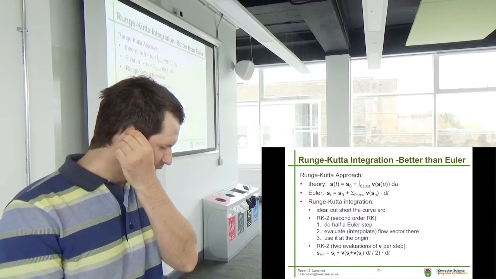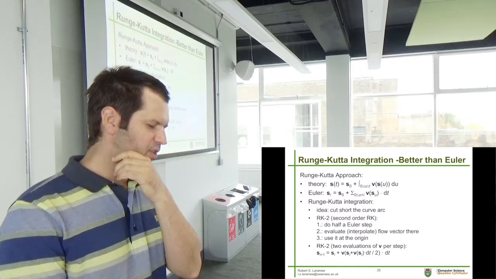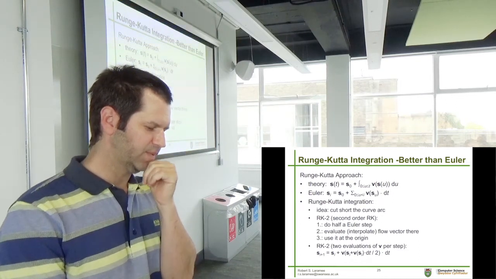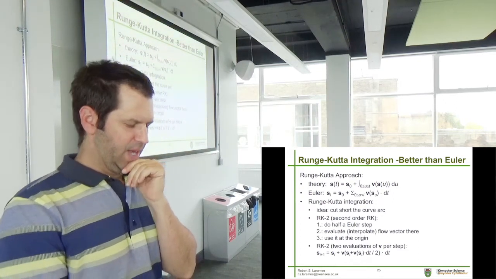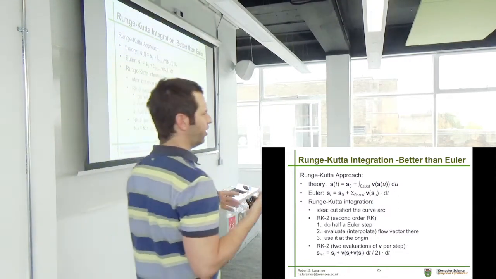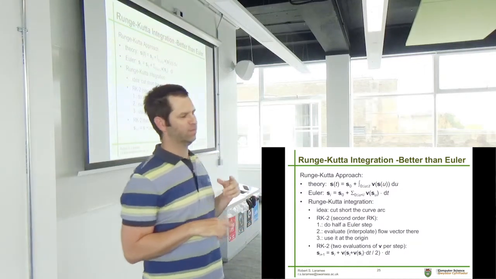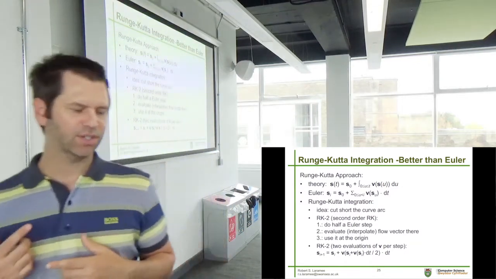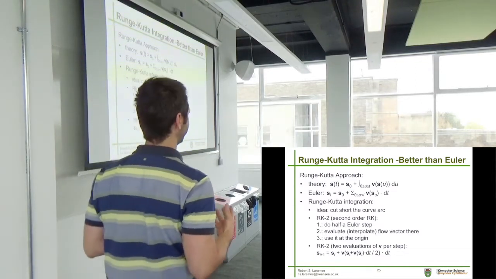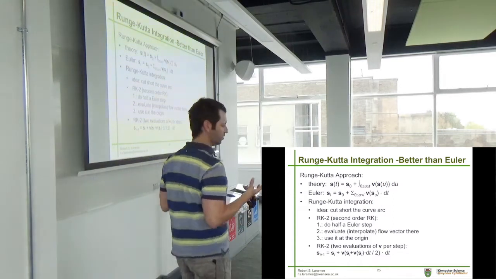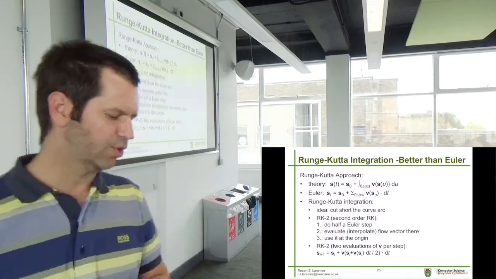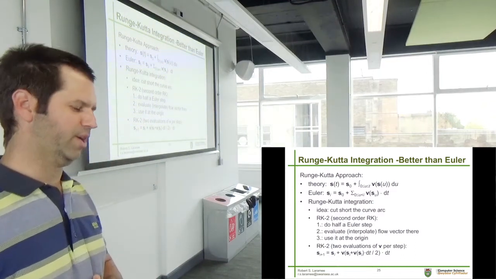And before we finish, that was called a first order approximation. And there are better, higher order, or more accurate approximations of a streamline. The next most accurate approximation of a streamline is the Runge-Kutta integrator, which is more accurate than the Euler integrator.